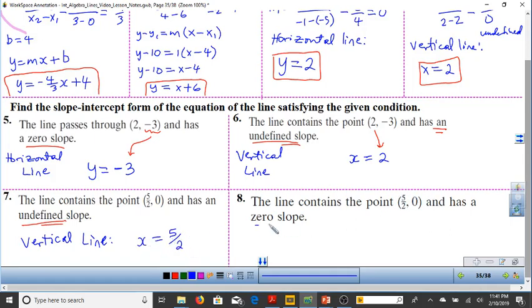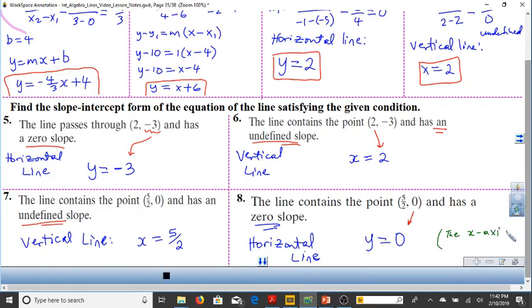And if the slope is 0, then we're talking about a horizontal line. And the equation then is y equal to the y-coordinate. By the way, side note here, if the equation is y equal to 0, we're talking about the x-axis. This is actually the equation of the x-axis. The equation of the x-axis is y equals 0 because on the x-axis, the y-coordinates are always 0.